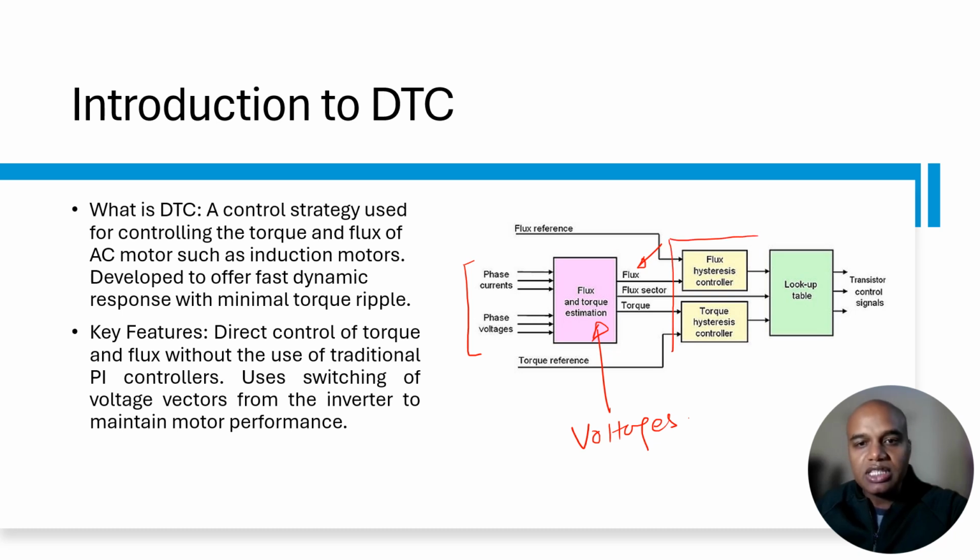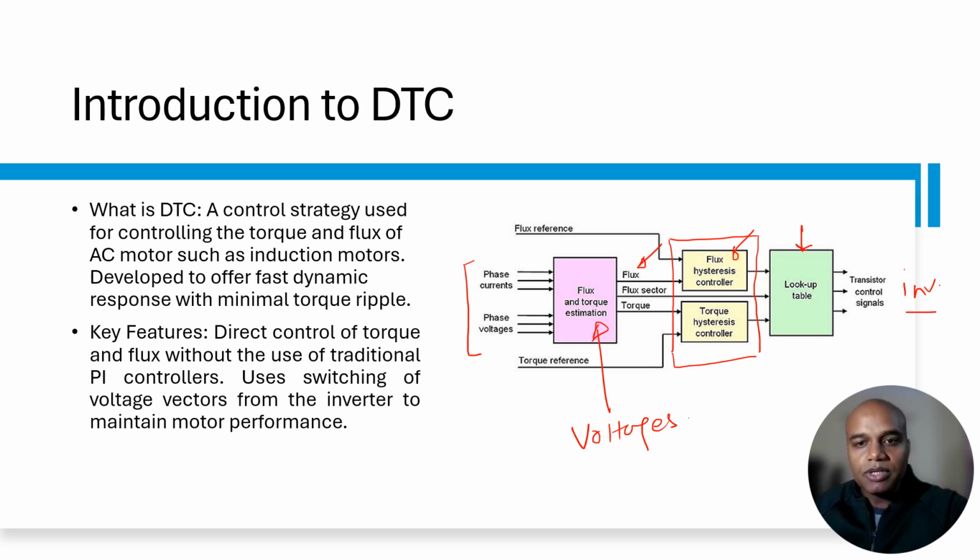In FOC we have seen that we used the PI controller, but the DTC uses the hysteresis controller. For both the flux and the torque, the error goes into the hysteresis controllers. If the error is within the predefined limit of the hysteresis band, the switching of the inverter does not happen. If the error crosses the predefined limit, then it gives the command to the inverter switching based on the lookup table.